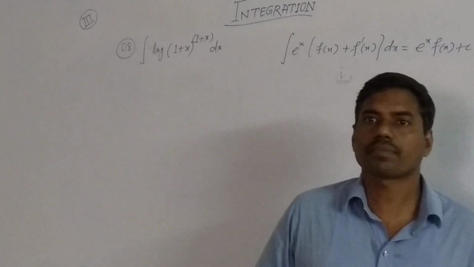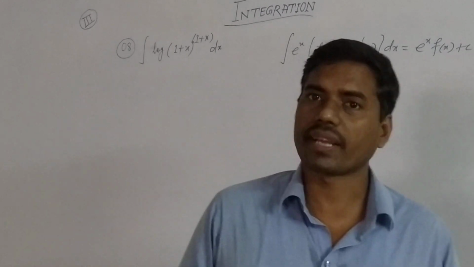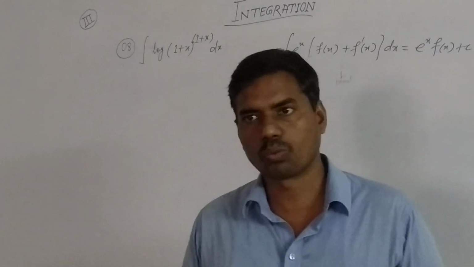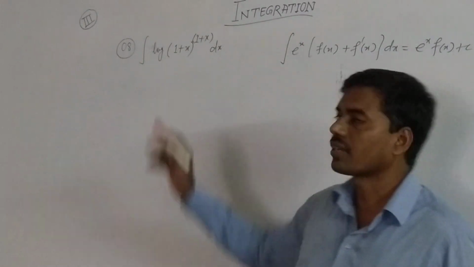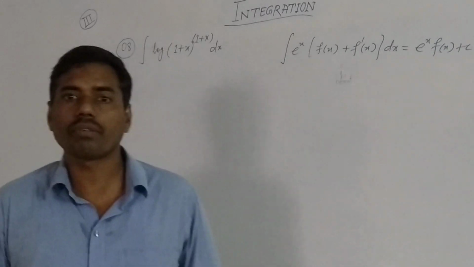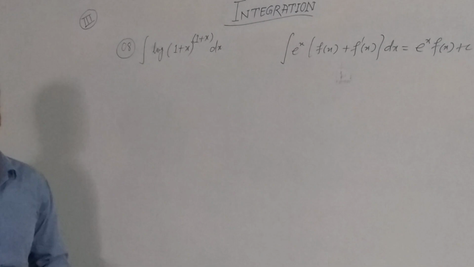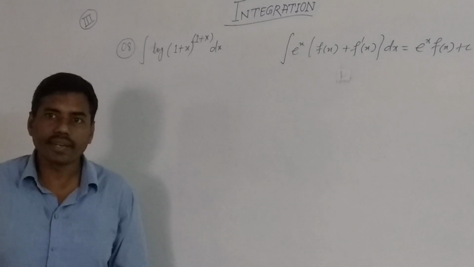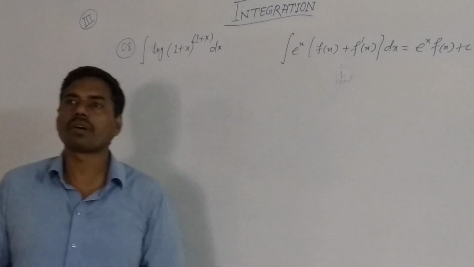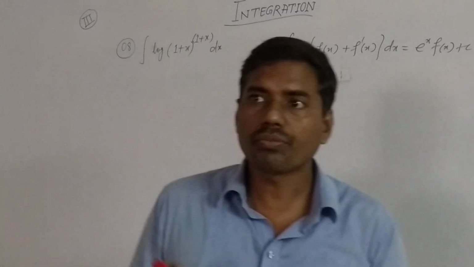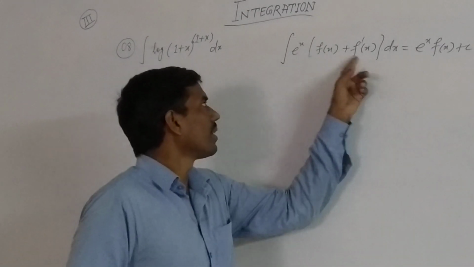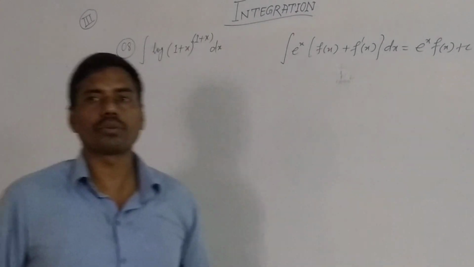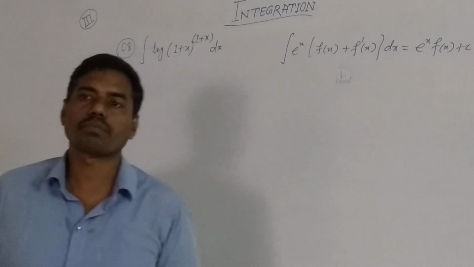Okay students, let us proceed to find the integral of question number 8 of third part of exercise number 3.3 of Mathematics 2. Here question number 8 is given as integral of log of 1 plus x to the power 1 plus x dx. We know the integral of e to the power x times an addition of two functions in which the second is the derivative of the first, that is, f of x plus f dash x dx, is equal to e to the power x into f of x plus c.